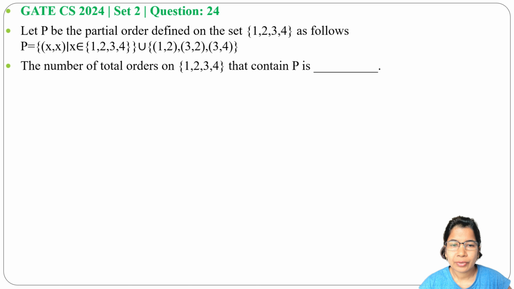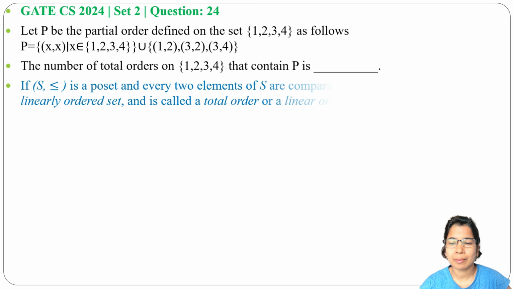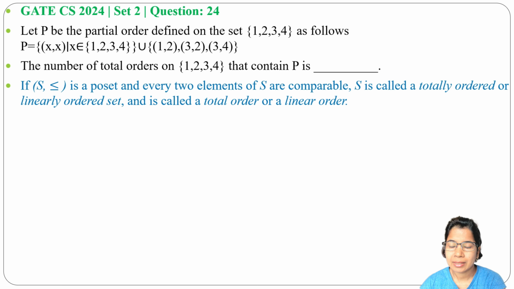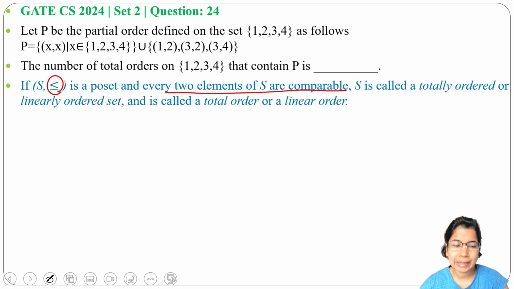Before solving this question, first understand what is a total order. In a total order, every two elements are comparable. If S is a poset and every two elements of S are comparable, S is called a total order, or linear order set, or you can say simply linear order. So if every two elements are comparable, then we can say it's a total order.